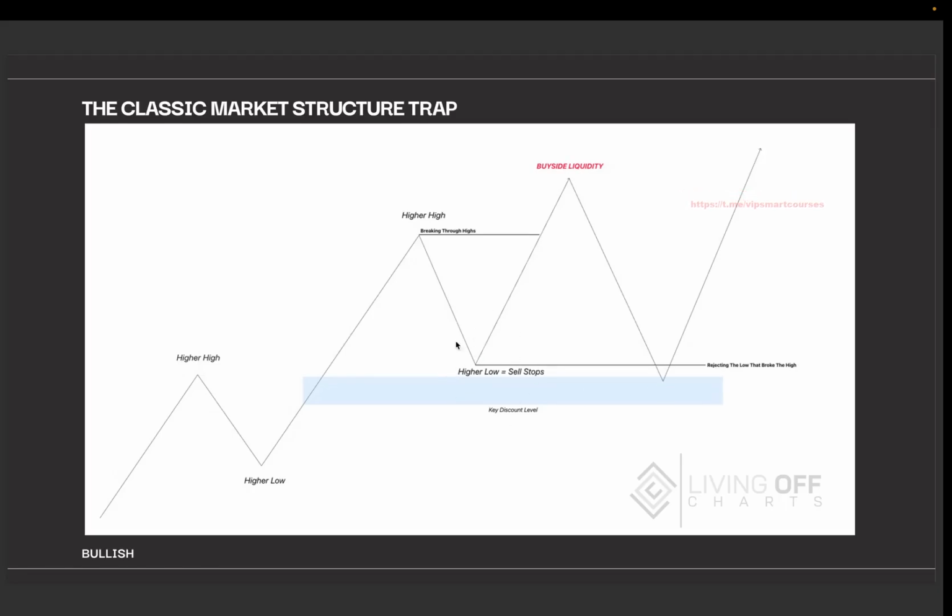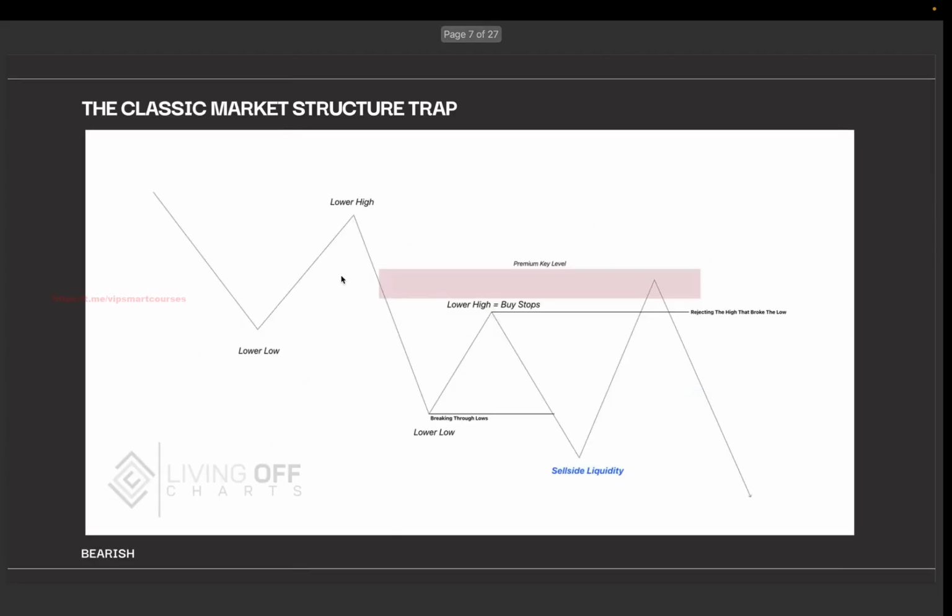The sell stops resting below the higher low is where the liquidity is. So we break through this high here and we reject the low that broke through this high that caused a higher low to form. This is the double purge in terms of the classic market structure context. So it's specific highs and lows with a key level below it, not just randomly. It's specific highs and lows. Now here's a bearish example. So we have a lower low, lower high, lower low, lower high.